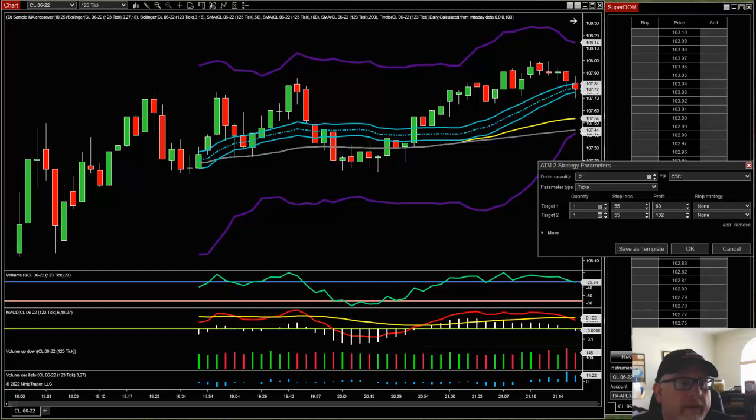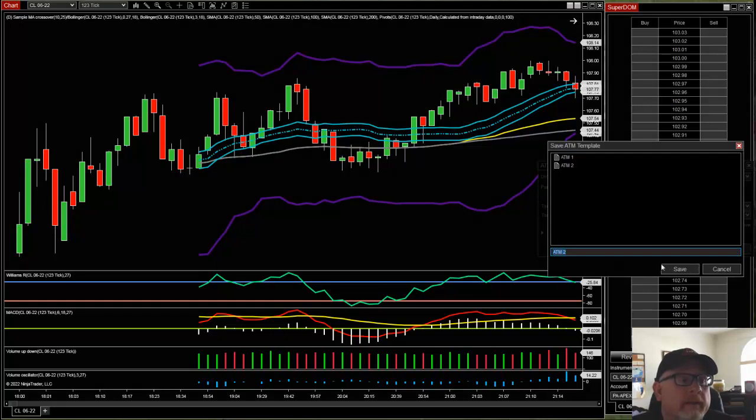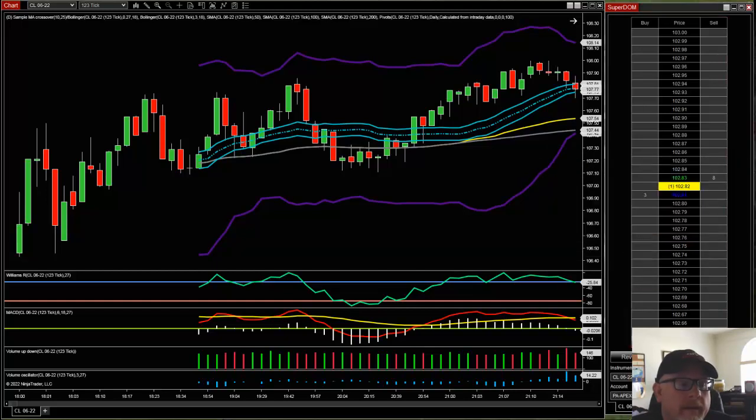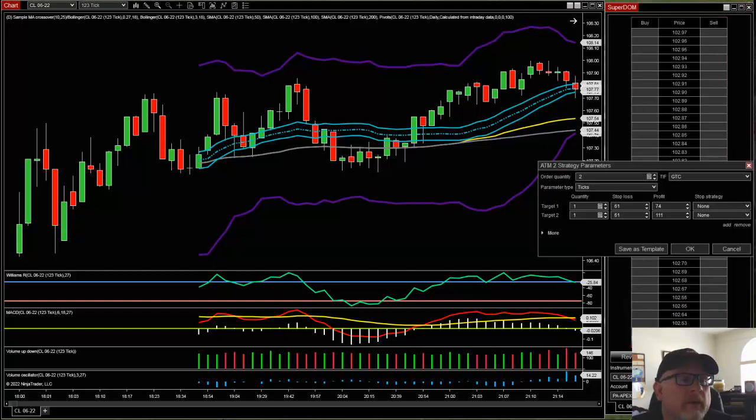Let's get the edit in here. Today it's 61, and you got 74 and 111. Save as template. ATM2 right now is what I call this one. Replace it. Okay. Double check to make sure that it's showing correctly. It is.